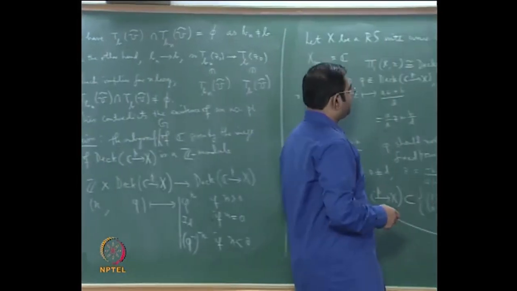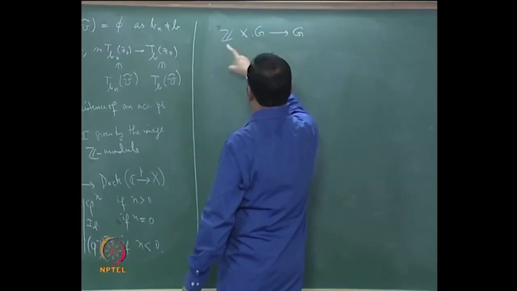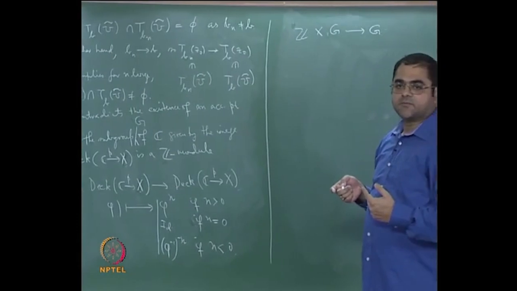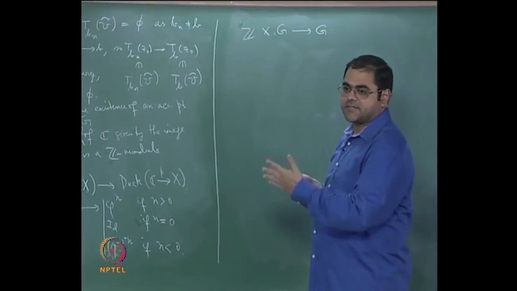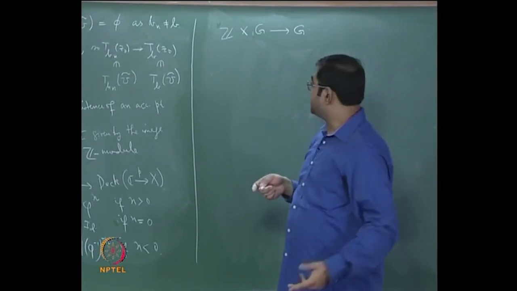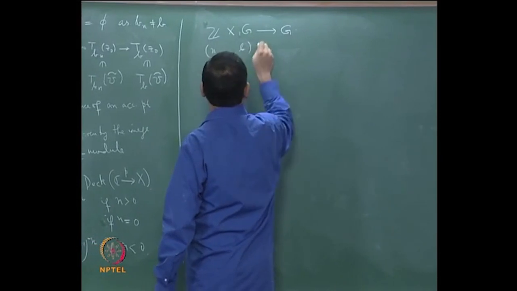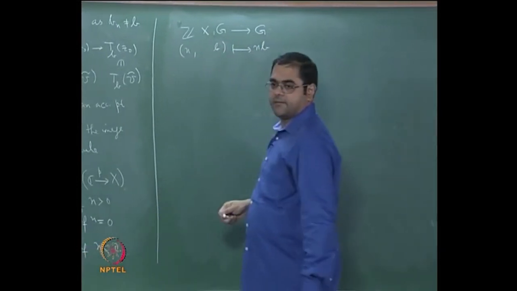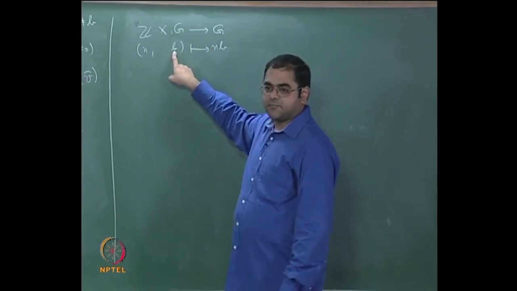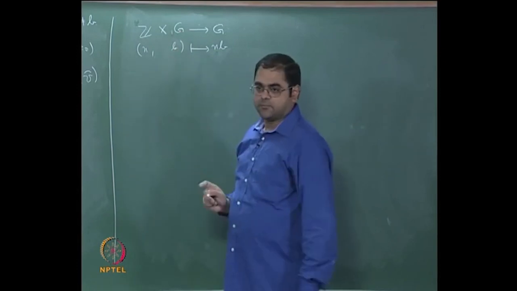Now I'm going to use this. Before that, let me write this. I have Z cross G to G. If I write it in terms of G, which is the image of this under the identification of a translation with the element by which you're translating, then if I take n comma b, it is simply going to be n times b. This is a natural module structure, and this b is to be thought of as translation by b. This is translation by n times b. So this makes G into a Z module, right?